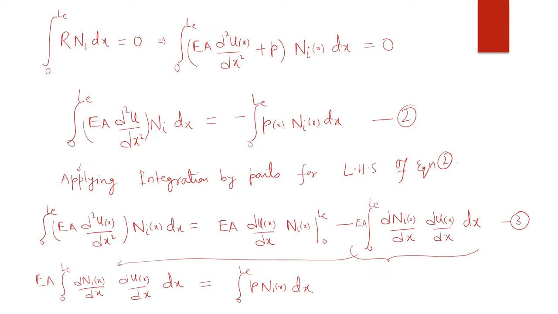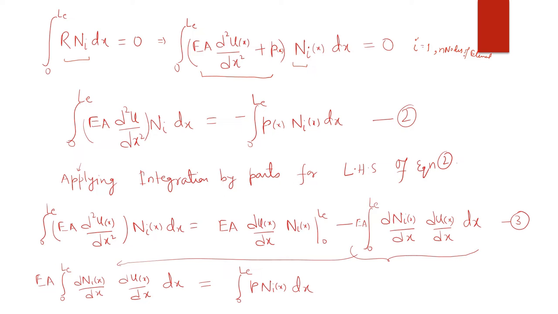Now, that is the same as the integral of R into Ni dx, which should be equal to 0. Therefore, we know the residual is EA d²u/dx² plus p(x), which is the loading function, the distributed load axially, and Ni is nothing but the ith shape function, where i varies from 1 to the number of nodes of the element.